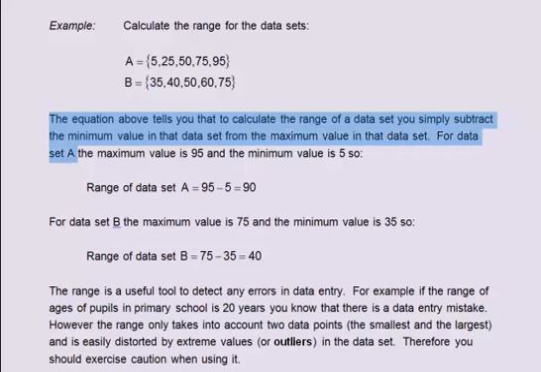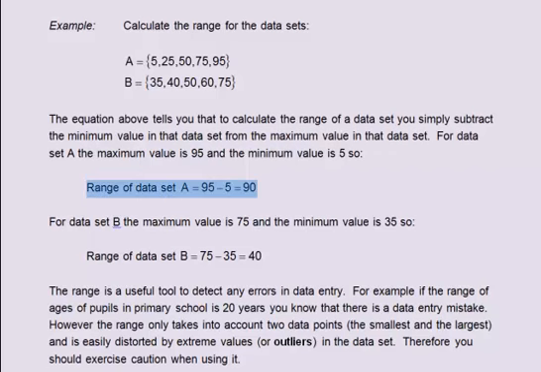For dataset A, the maximum value is 95 and the minimum value is 5. So, the range of dataset A equals 95 minus 5, which equals 90. For dataset B, the maximum value is 75 and the minimum value is 35. So, the range of dataset B equals 75 minus 35, which equals 40.